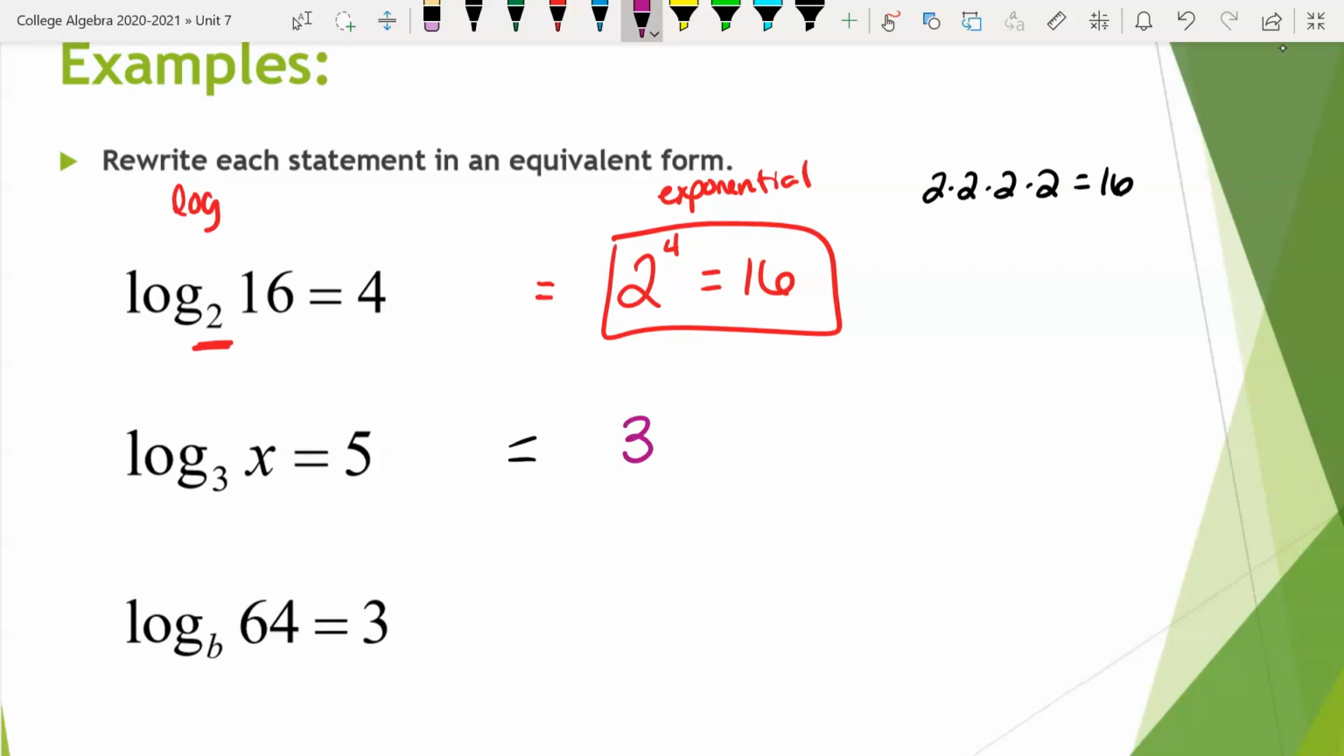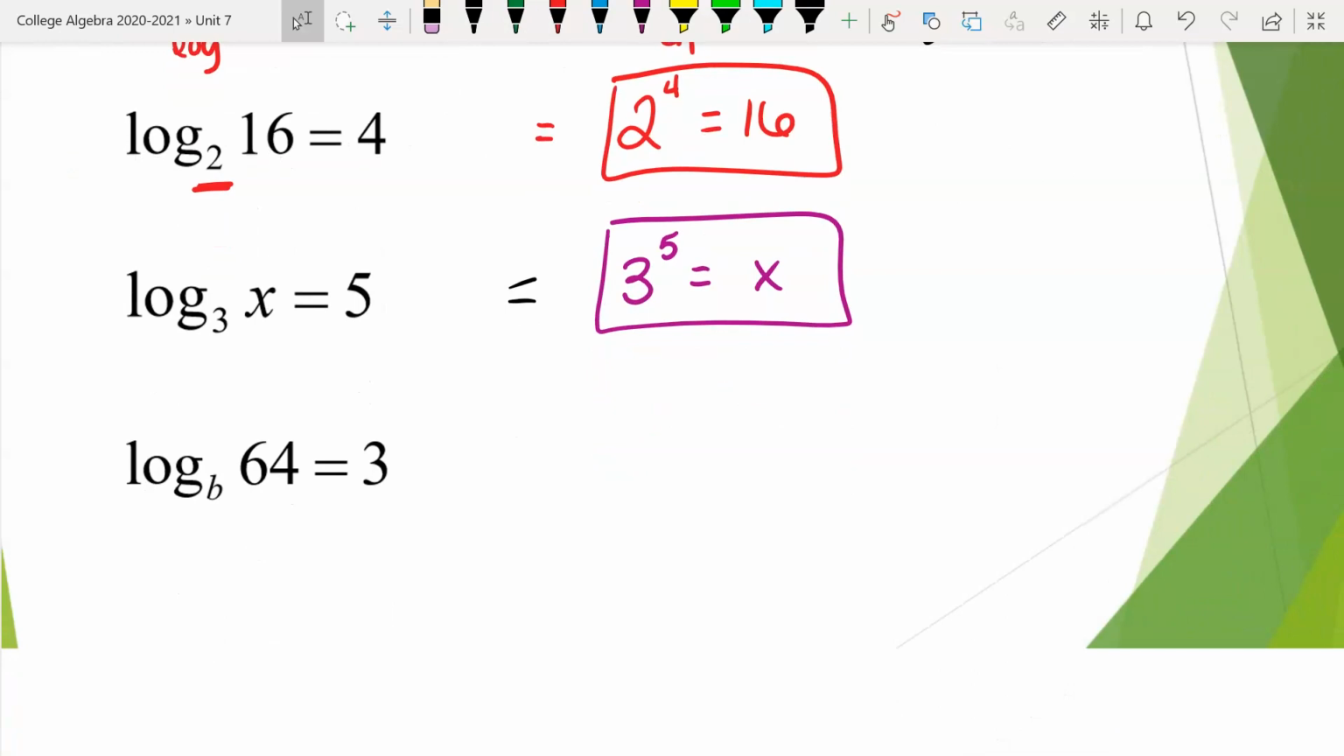I'm going to take this next one. It becomes log base 3 of 5 equals x, whatever x is. And sometimes you don't know what it is, but most of the time you're going to be able to solve them. Next one, log base b of 64 equals 3. We're going to say b to the 3rd power equals 64.